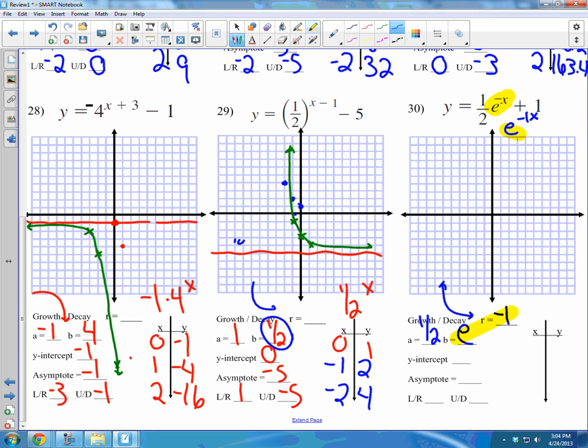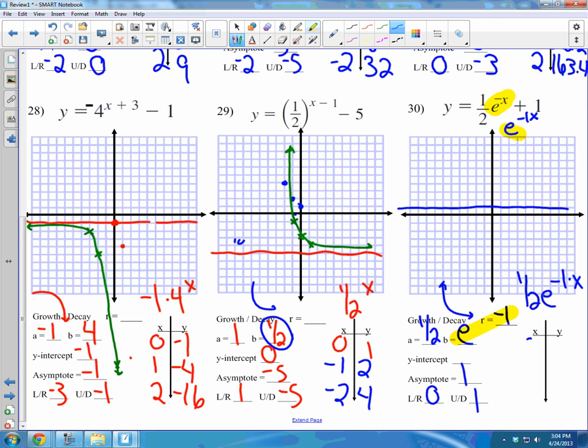All right, my left-right number is 0 because that is what turns the exponent into 0. My up-down number is 1, so is my wall. And when I make my t-chart, this is what I will be using for my t-chart.